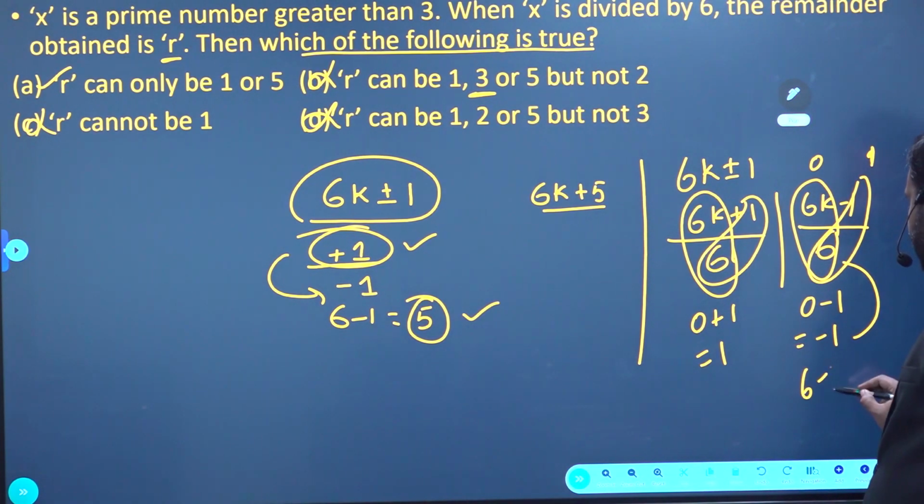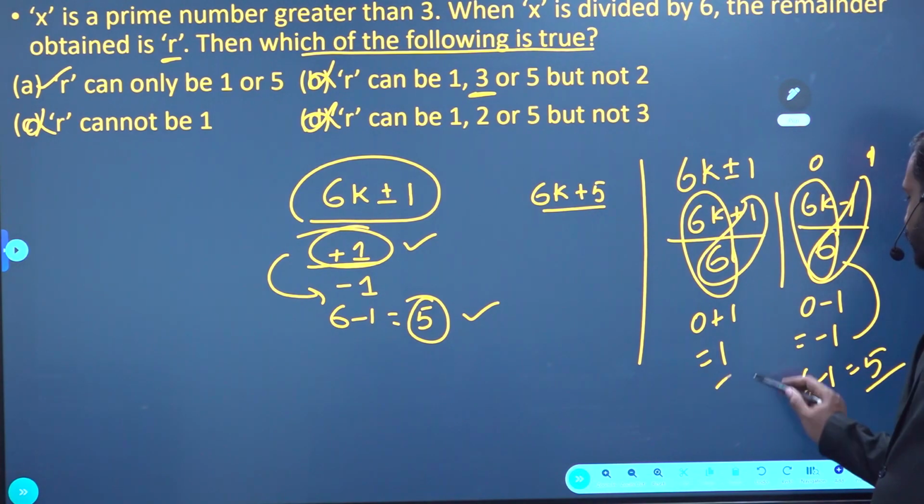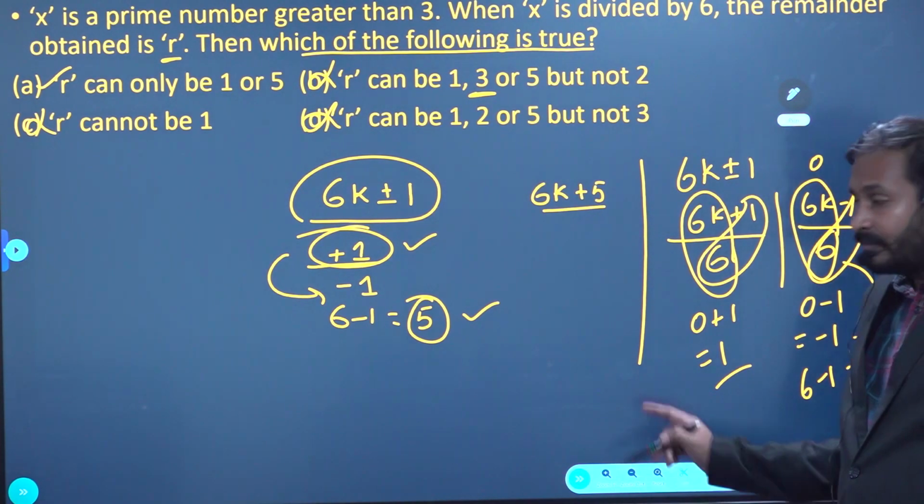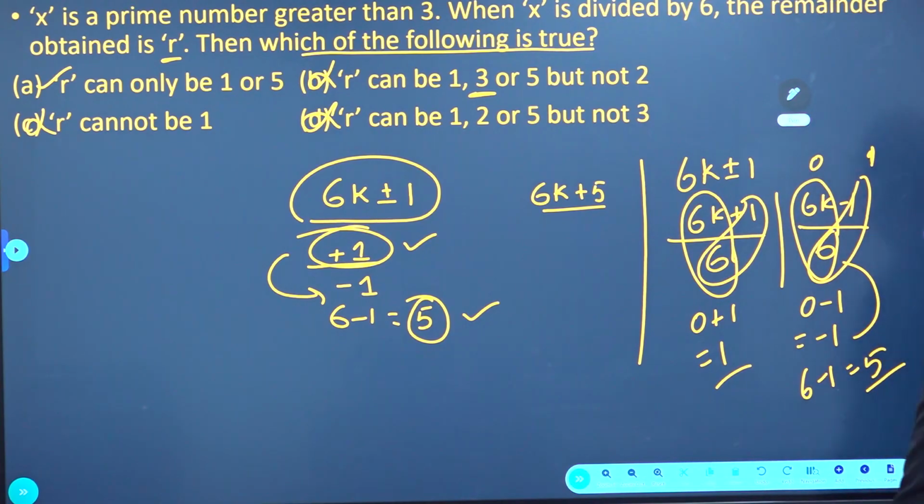So what we will do? 6 minus 1 is equal to 5. So the only chances for us are 1 and 5. Because of that reason only I have written 1 and 5 here.